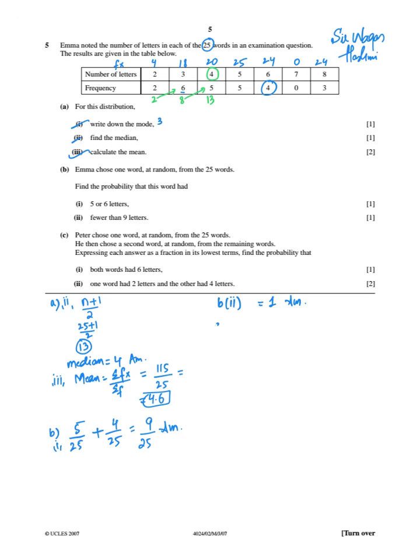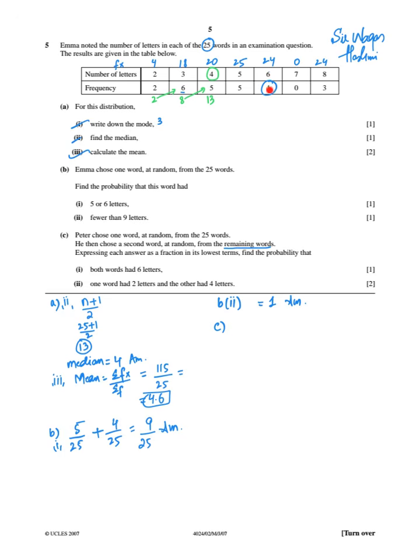Alright. After that, part C. Peter chooses one word at random from the 25 words. He then chooses a second word at random from the remaining words. That means it is without replacement. Express each answer as a fraction in its lowest terms. Find the probability that both words had 6 letters.